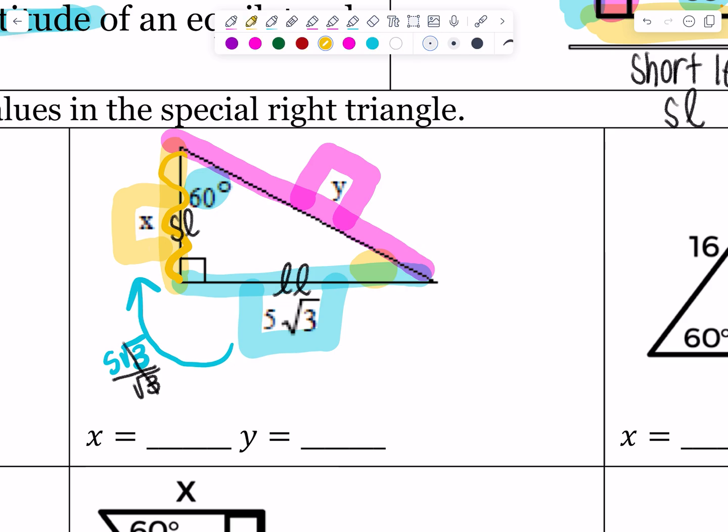And what are you left with? I am left with 5. So my x value is 5. My short leg is 5. Why does that help me?